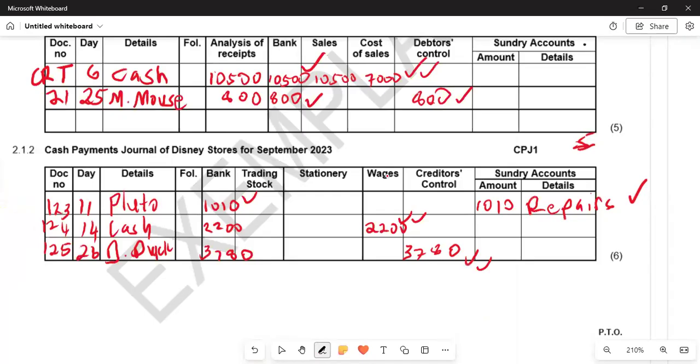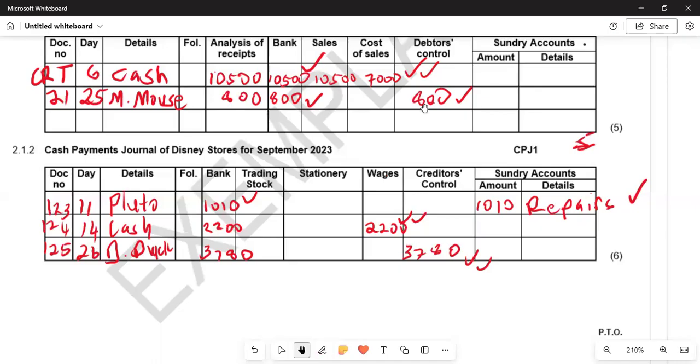Under the cash payment journal, that is document 123 on the 11th. Then the details will be Pluto. Then we go straight to the 1,100. It is going to go straight into the bank. The 1,100 was for repairs, so it goes under sundry accounts, because under the accounts that we are given, there is no repairs account. That is why it will go under sundry accounts. Then we will give the details of it, be it repairs. Now we go to another transaction, which is under document number 124 on the 14th.